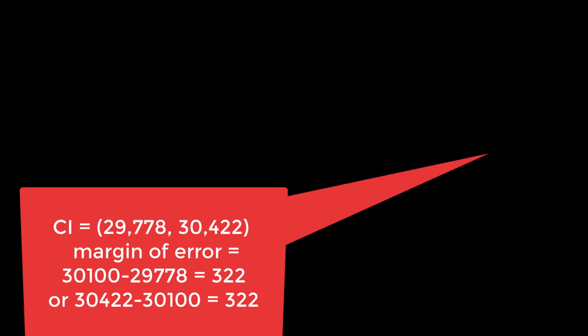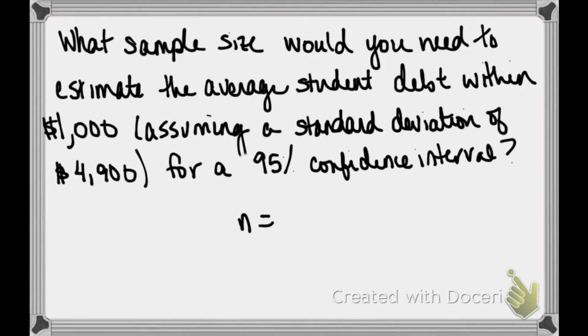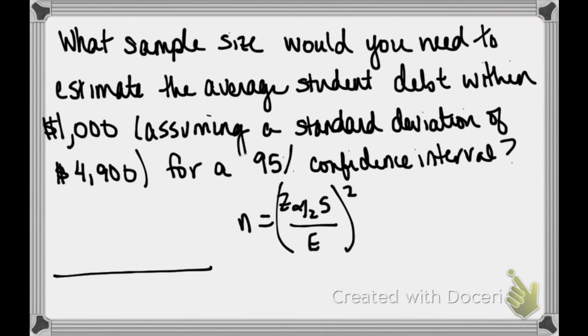That's not too bad. That's a pretty small margin of error, and that's because we had such a large sample size. Okay, on to the next example of calculating sample sizes. What sample size would you need to estimate the average student debt within $1,000, assuming a standard deviation of 4,900 for a 95% confidence interval?